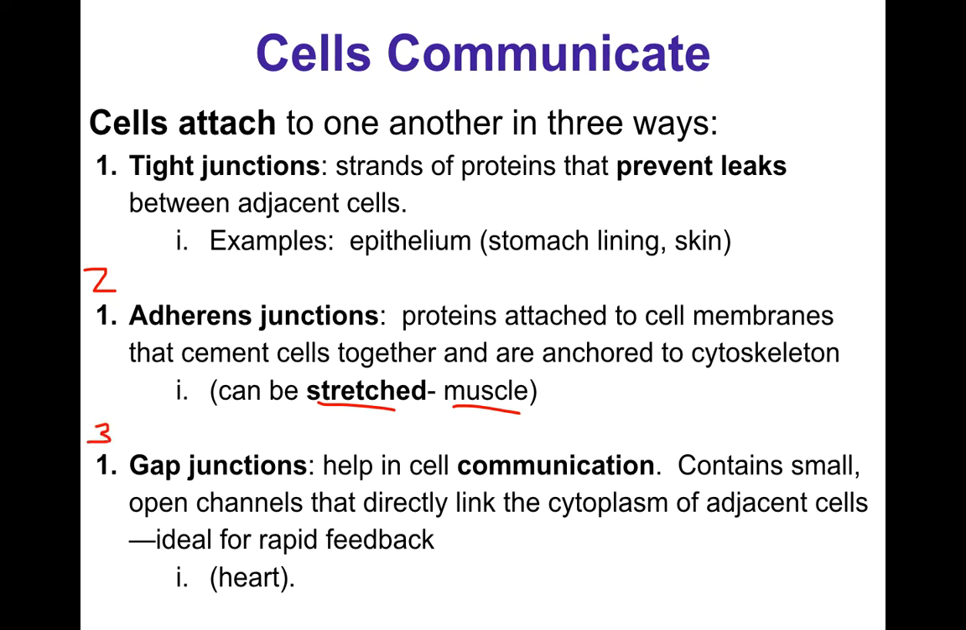And the third way is called gap junctions. They help the cell communicate. They contain a small open channel that directly links the cytoplasm of adjacent cells. So they have this opening, and this is ideal for rapid feedback. So, for example, in your heart, you might have a gap junction.